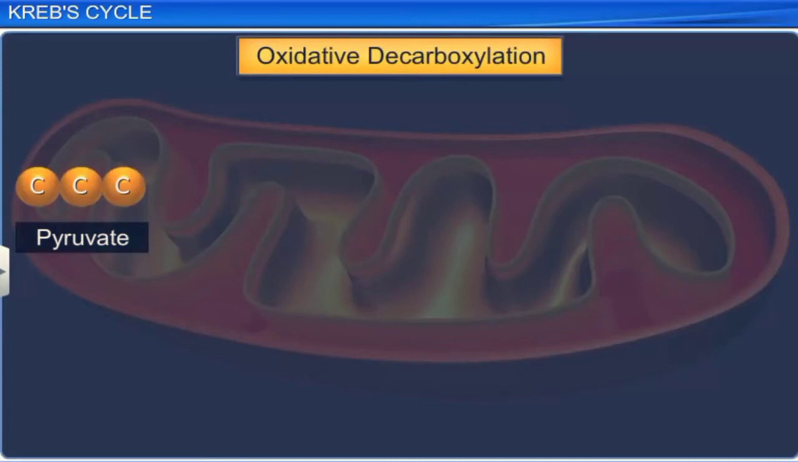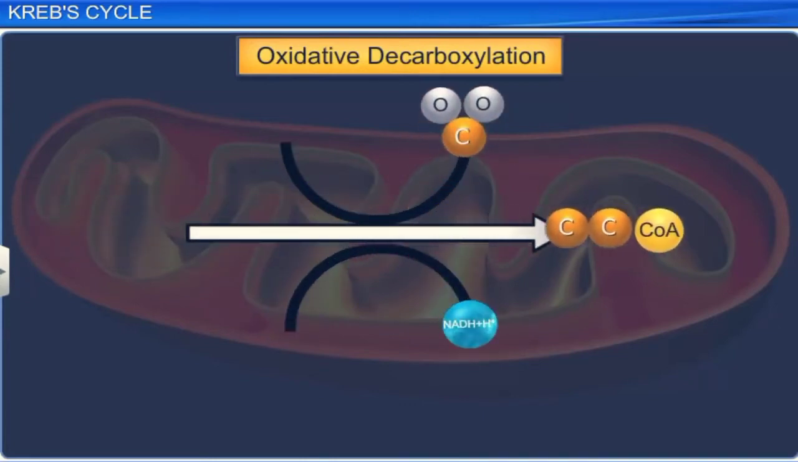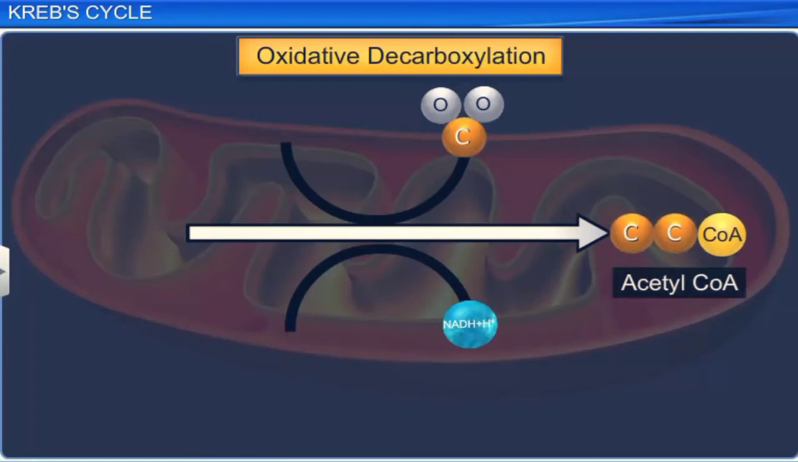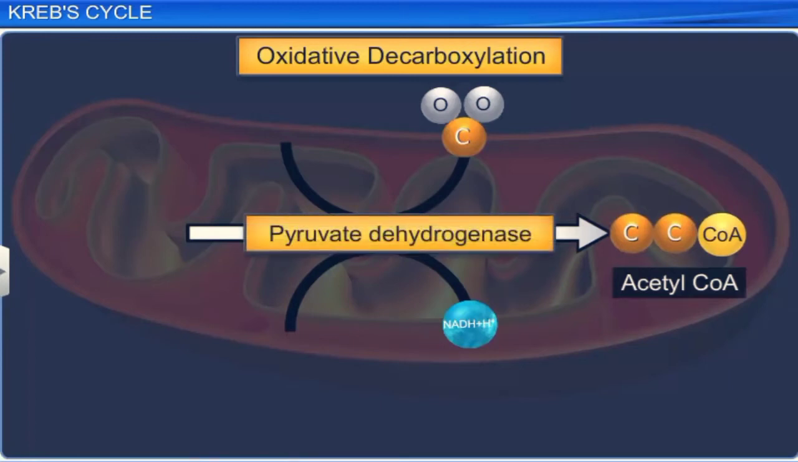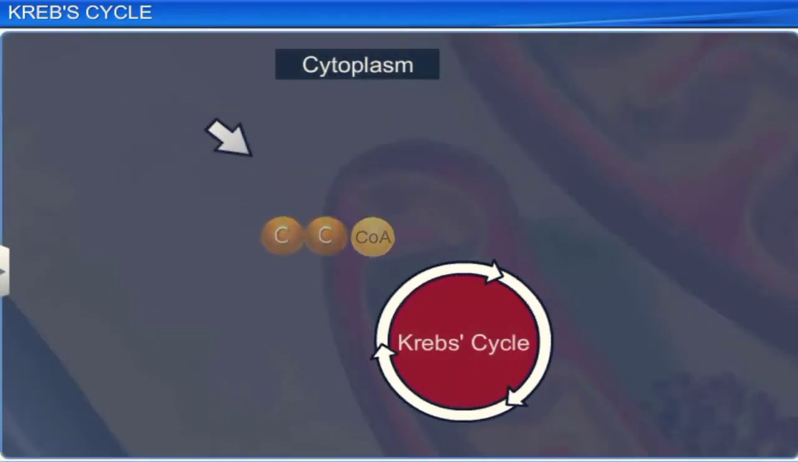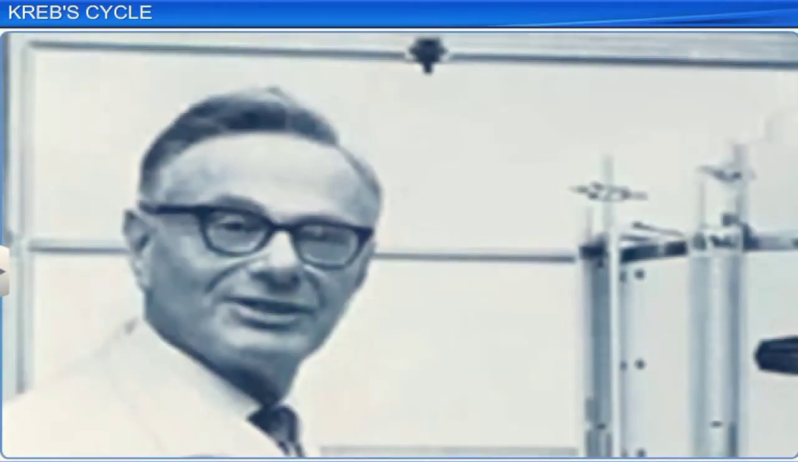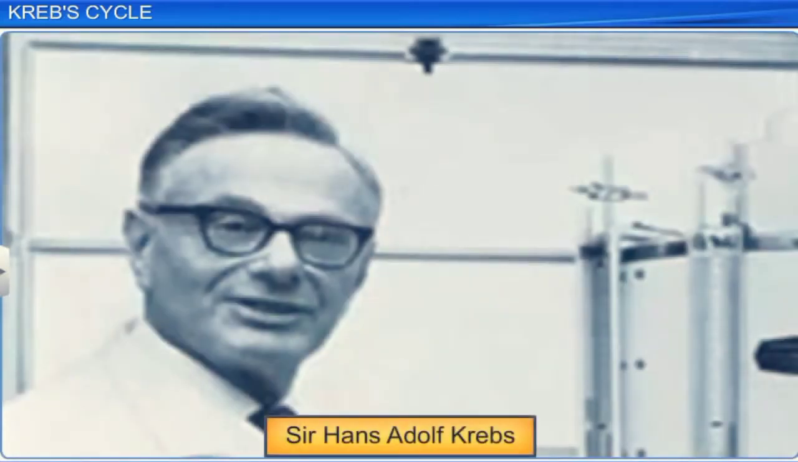Inside the mitochondria, the pyruvate undergoes oxidative decarboxylation in the presence of the pyruvate dehydrogenase enzyme, NAD+ and coenzyme A. The NAD+ is reduced to NADH plus H+, and coenzyme A combines with the acetyl group of pyruvate to form acetyl CoA. The acetyl coenzyme A thus formed enters Krebs cycle, which has been named after the scientist Sir Hans Adolf Krebs.